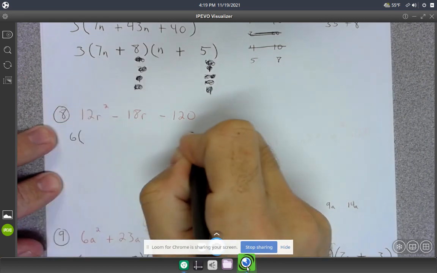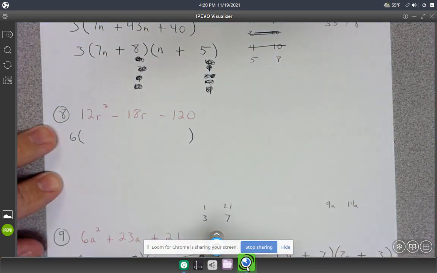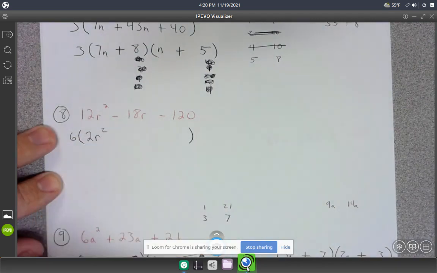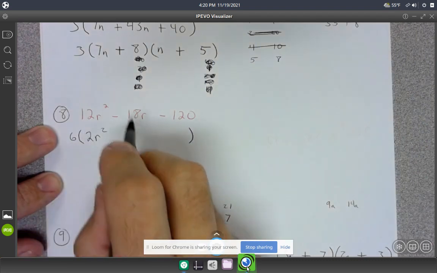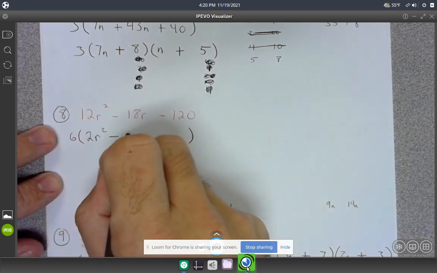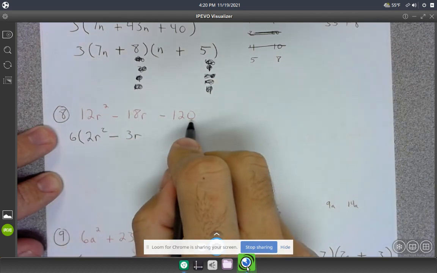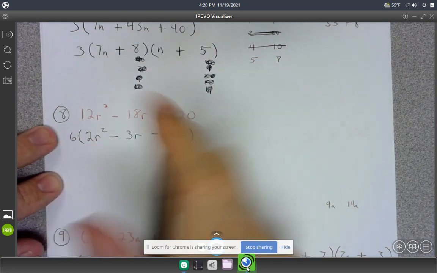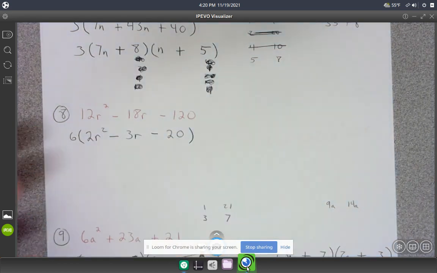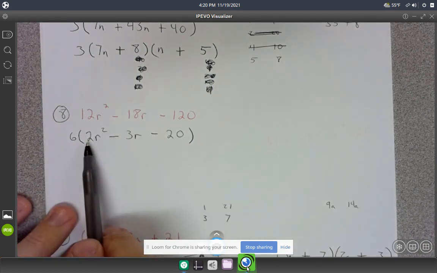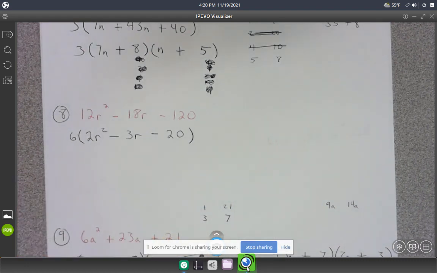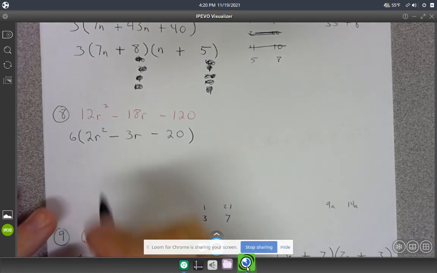So I'll show you real quick how I know that 6 is the biggest. If you factor out a 6, this will give you a 2. Okay, 6 times 2 is 12. I'm just going to divide these by 6. 18 divided by 6 is a 3. And then 120 divided by 6, well, 12 divided by 6 is 2. So it's just going to be a 2 with another 0 there. Yeah, the reason I know that 6 is the GCF is because now if I check the inside, these don't have any other numbers in common. That's how I know 6 is my biggest.